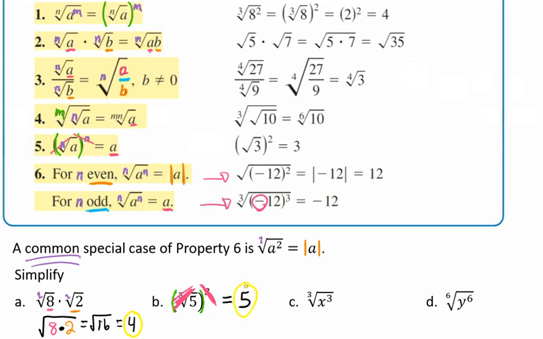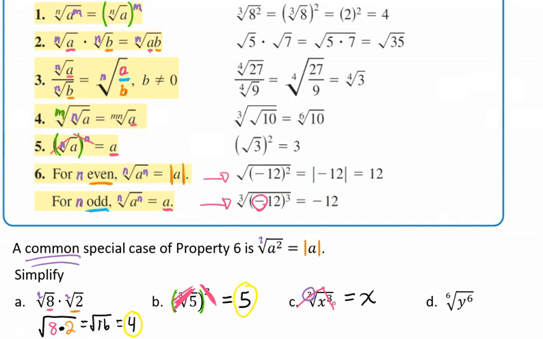So let's look at our next example. Here we have the cubed root of x to the third. Here we have an example of our sixth property. So we're going to take a look at our n value, and we see that our n value is odd, which means that our answer should just be our A value, which is x, because those will cancel out just like they kind of did in B.